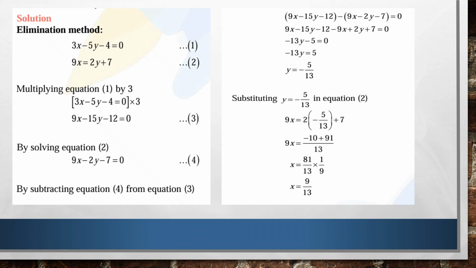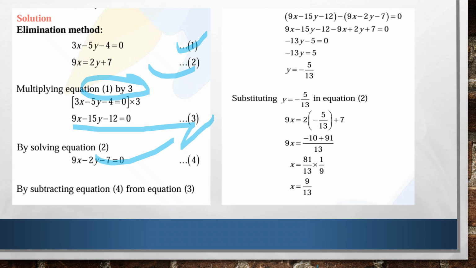Let us solve the last problem of the first main question of exercise 3.3. Here 3x minus 5y minus 4 is equal to 0 is given as equation 1, and 9x is equal to 2y plus 7 is given as equation 2. Here the elimination method means we have to balance. So we have to multiply equation 1 by 3. Here you will get 9x minus 15y minus 12 is equal to 0 as equation 3. If you rearrange equation 2, you will get equation 4, that is 9x minus 2y minus 7 is equal to 0.